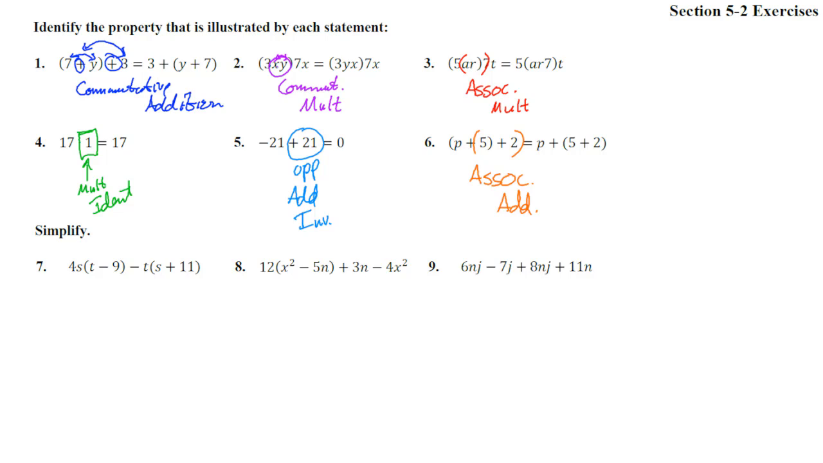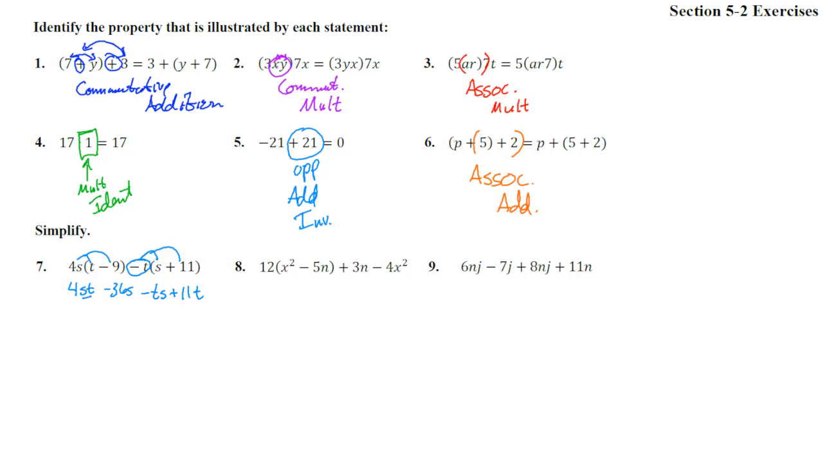Good. Number 7. Oh, now we're going to simplify, which means we'll use the distributive property and then combine like terms. Here we have 4st minus 36s as we multiply those in. Now, don't forget when you jump this guy in, minus ts plus 11t.